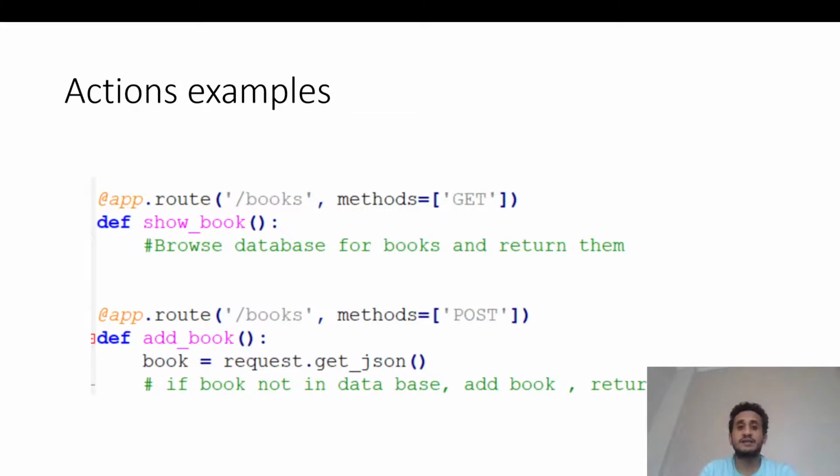Finally, this is an example here. When you hit slash books with the method GET, you should browse your database for books and return them to your front end. On the other hand, when you hit the same URL with the method POST, you should firstly check if the book is already in your database. If not, you add a new book and you return your status.